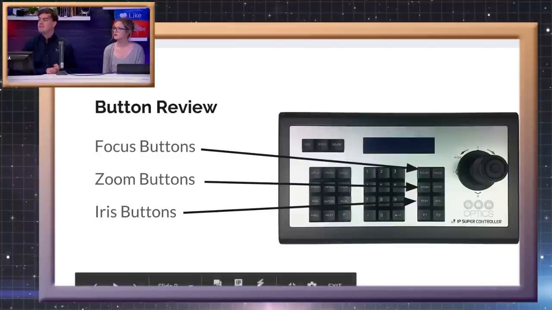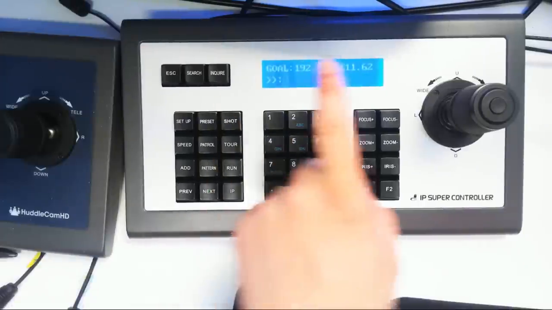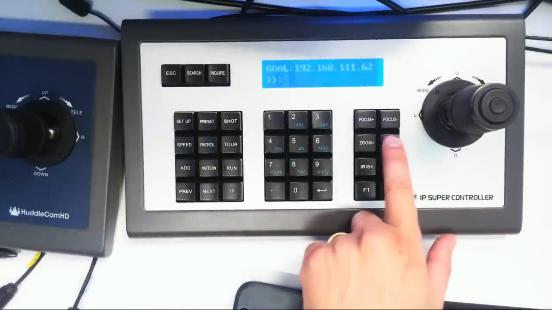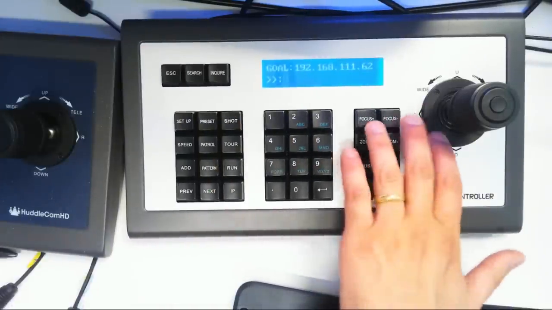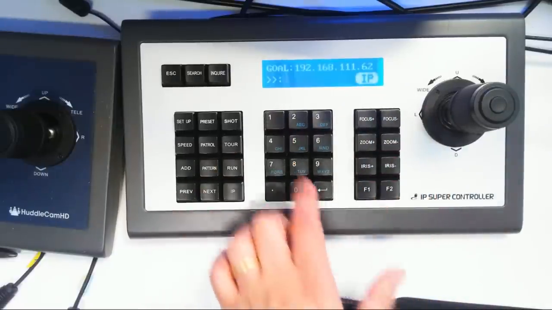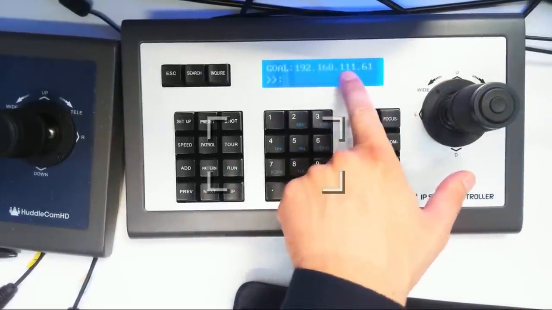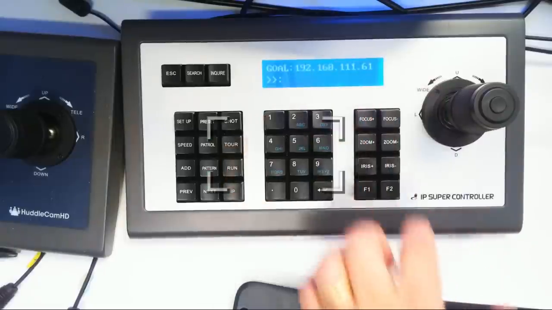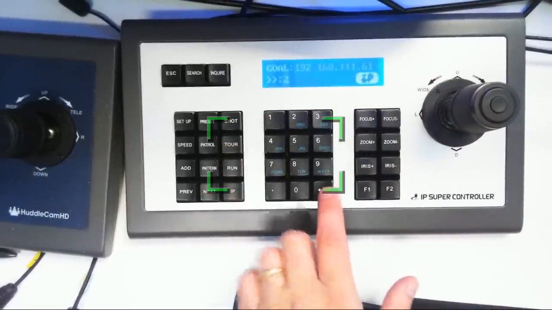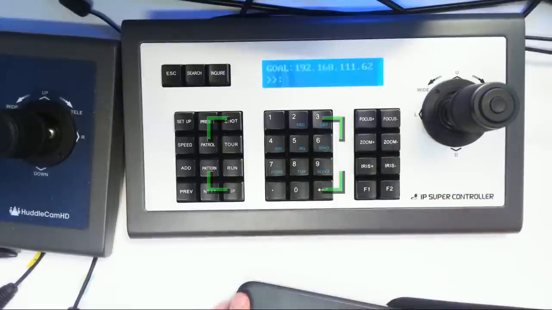Just to give you a review of the buttons on here, and I think it's pretty much time to jump into our live look at this joystick, you can see here we have focus, zoom, and iris. Those are the main buttons on the joystick, but also we can hit IP 1, and that will lock us on to, you can see here, 192.168.111.61, our first camera in our array. IP 2, enter, and it takes a second to connect, but it'll connect to camera 2. And let me go ahead and show a live preview.